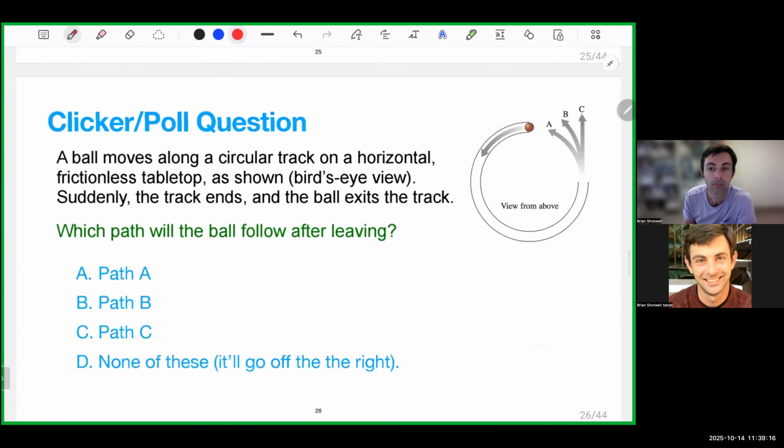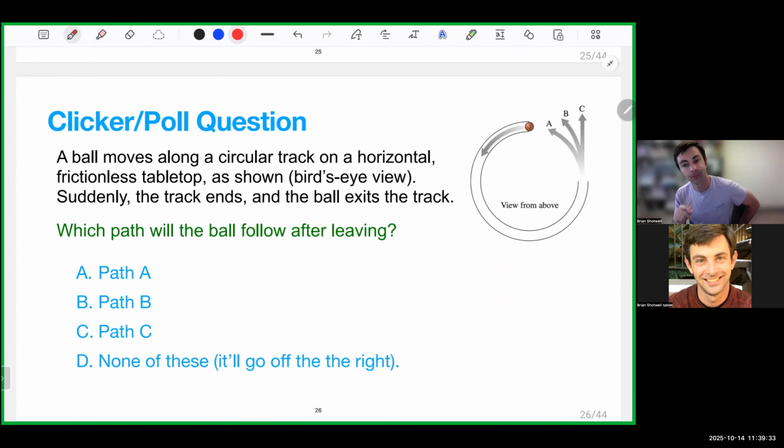The ball moves along a circular track on a horizontal tabletop, as shown in a bird's eye view. Suddenly, the track ends and the ball exits the track. Which path will the ball follow after leaving? This is a sneak peek for circular motion.